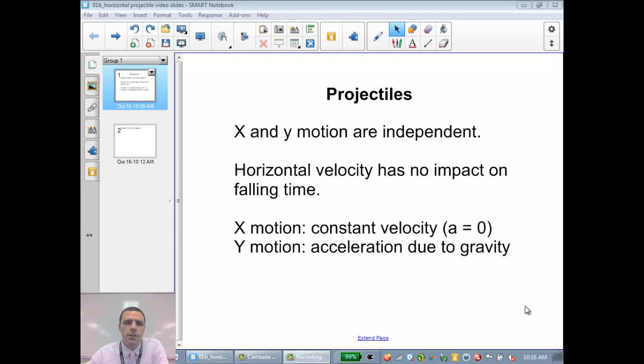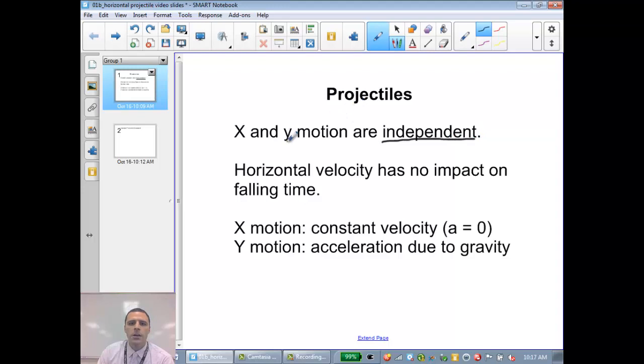This is a brief video lesson on horizontal projectiles, the first video lesson of Unit 3, which is two-dimensional motion. A couple of key points about projectiles before we do an example. The first thing is that the x and y motion of a projectile are independent of one another. In other words, how the object moves horizontally does not impact how it moves vertically.